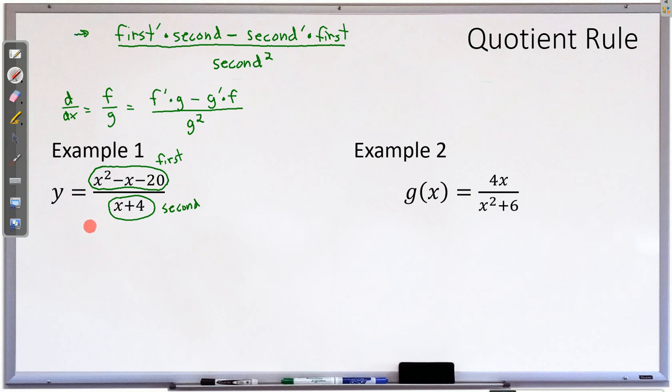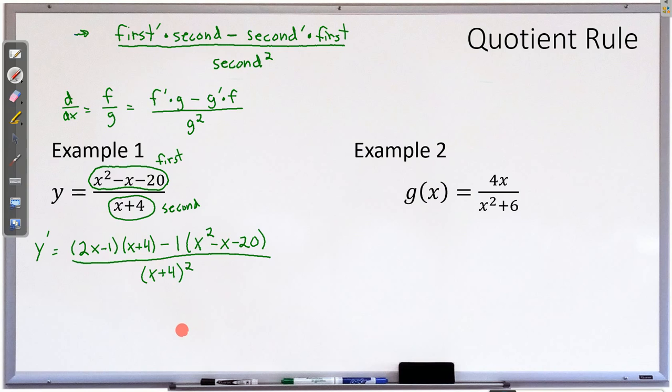All right, so let's do this one. So the derivative of the first, y prime. The derivative of the first will be 2x minus 1 times the second, minus the derivative of the second. The derivative of x plus 4 is just 1 times the first, all over the bottom one squared.